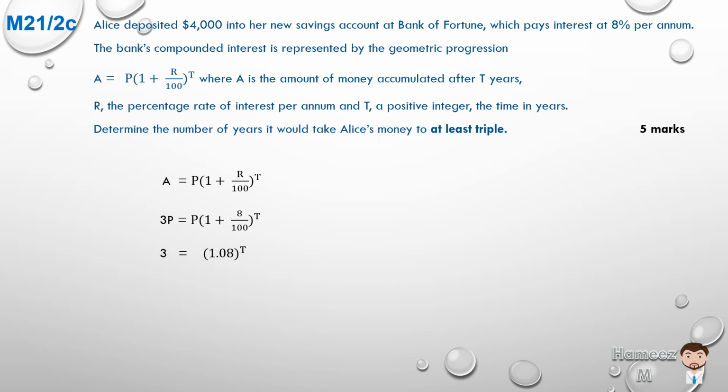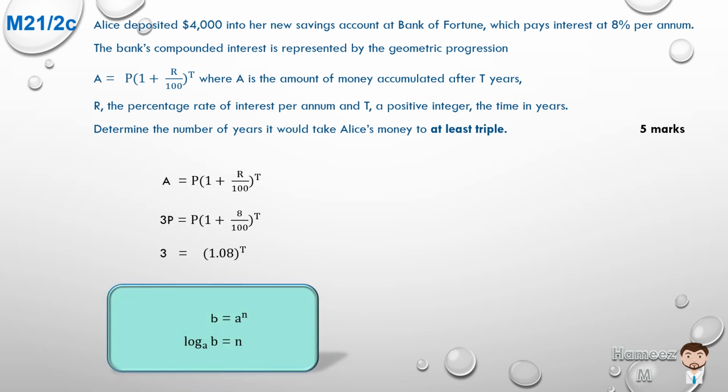This question is part of series and sequences because it has geometric progression. But at this point in time, if we want to find T, that means we're dealing with surds, indices, and logarithms. So we can move the 1.08 across and make it the base by putting logs on both sides. So we're going to get log 3 to base 1.08 is equal to T. And if we're using our calculators, it will be log 3 to base 10, and base 10 is understood, over log 1.08 to base 10. So that works out to be 14.3 years is equal to T. So the question asks, determine the number of years it would take for Alice to at least triple her money. It will be 15 years.